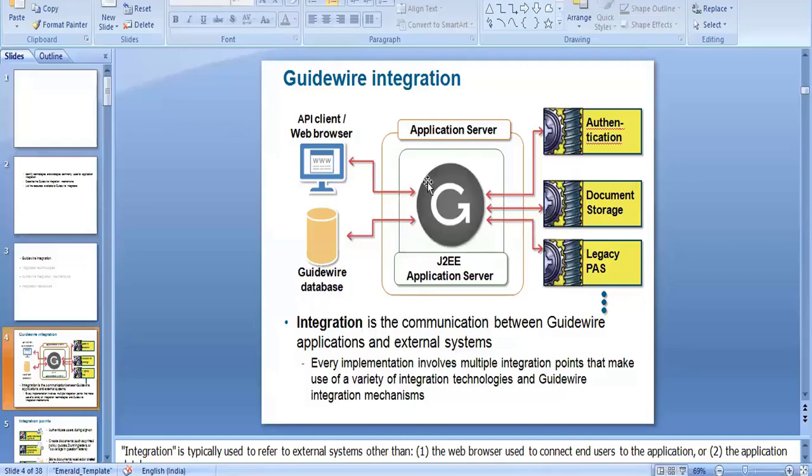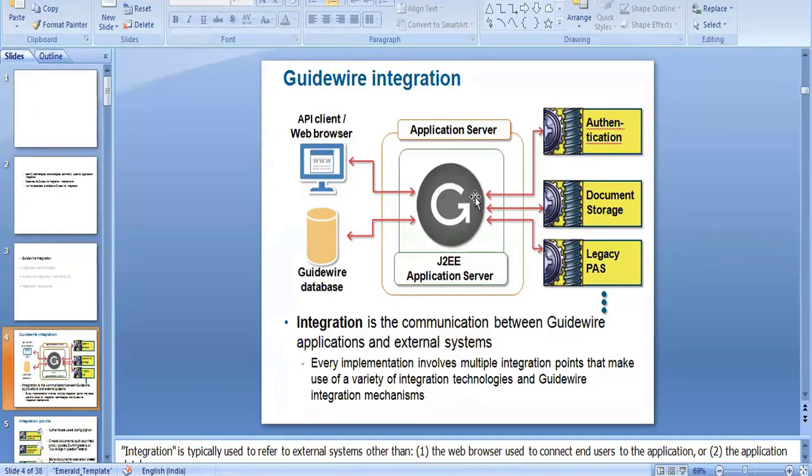Suppose we retrieve something right after retrieving any information from the third-party system. Suppose we are retrieving vehicle information. Suppose a claim has been made, and we have a vehicle number for which the claim has been created. For that particular vehicle number, we are calling a service to check any previous claims on that vehicle.